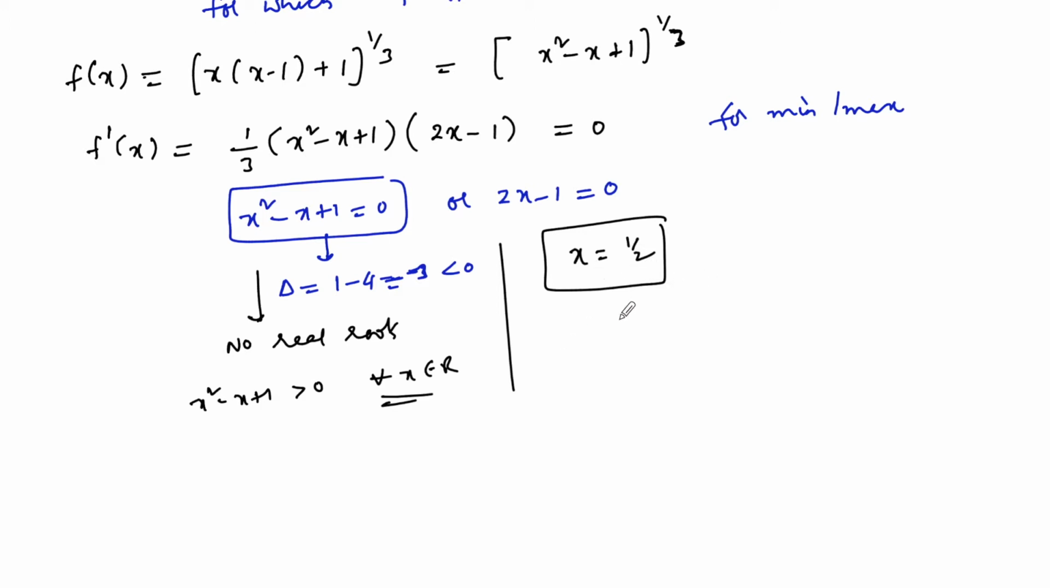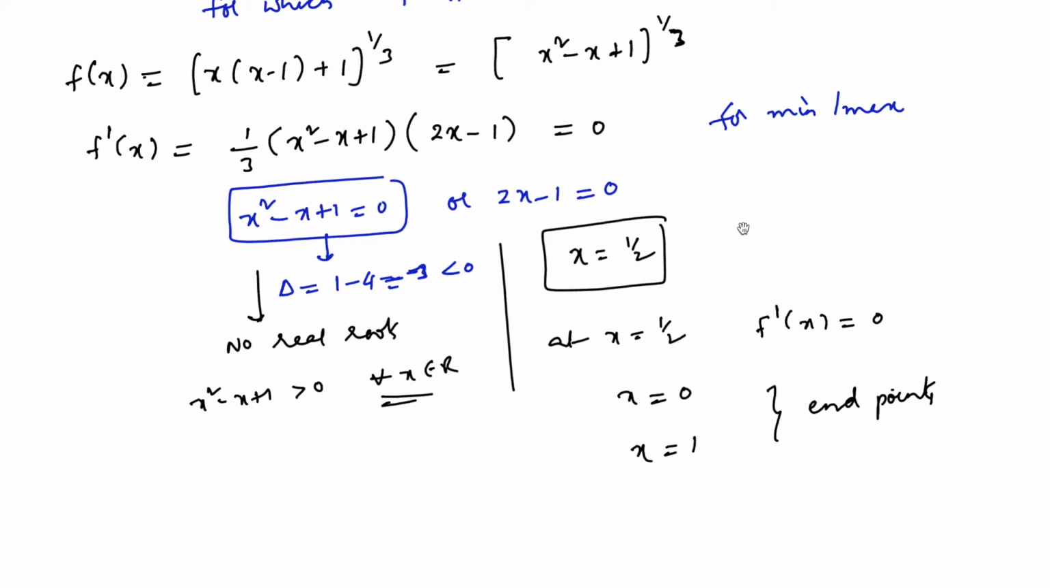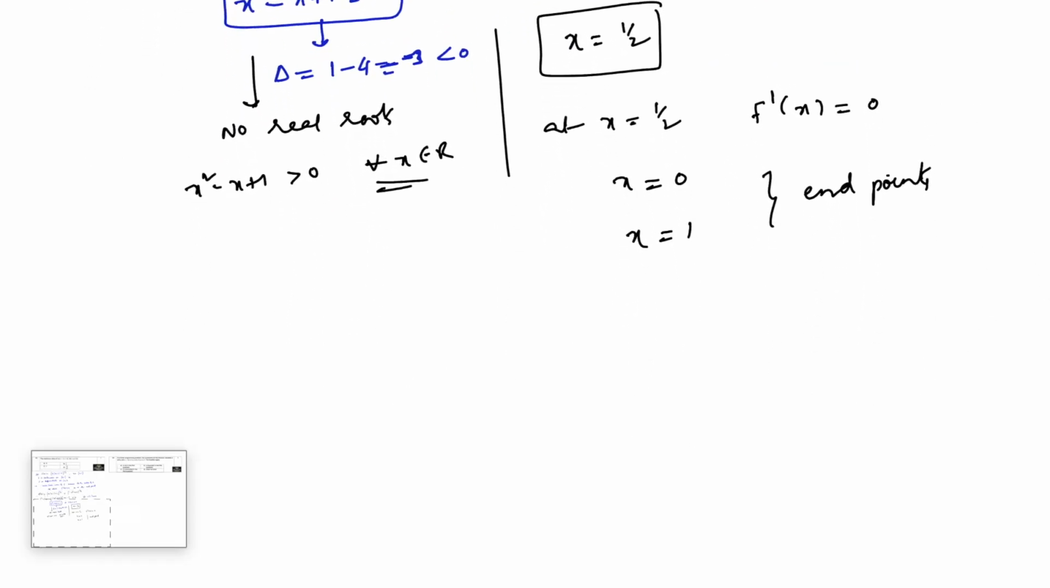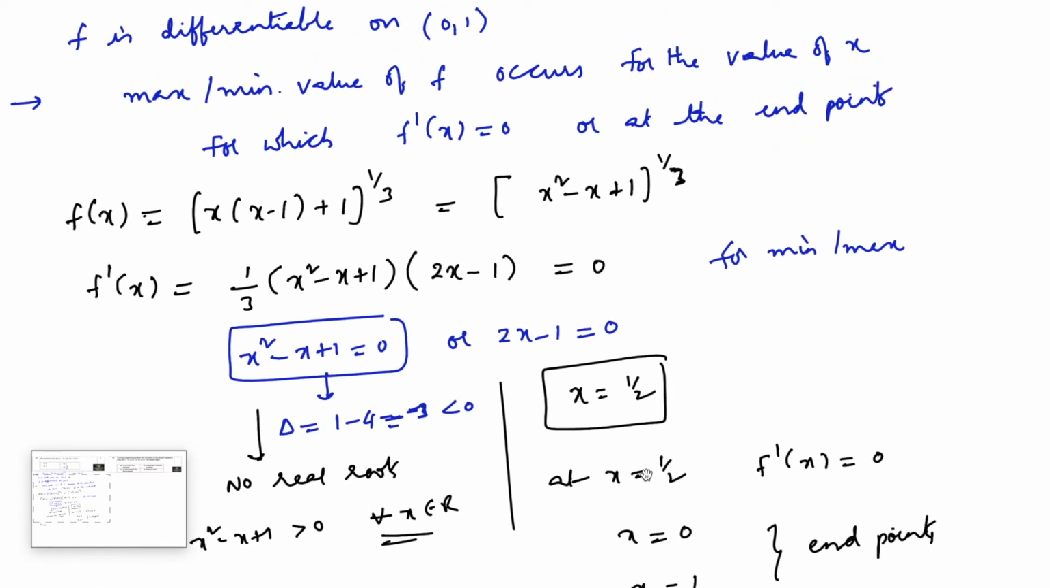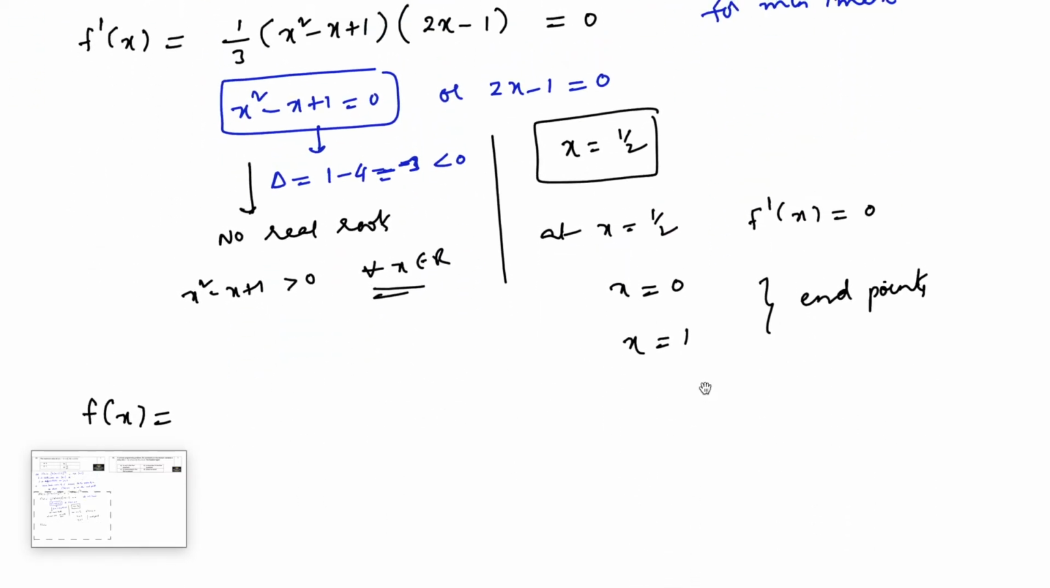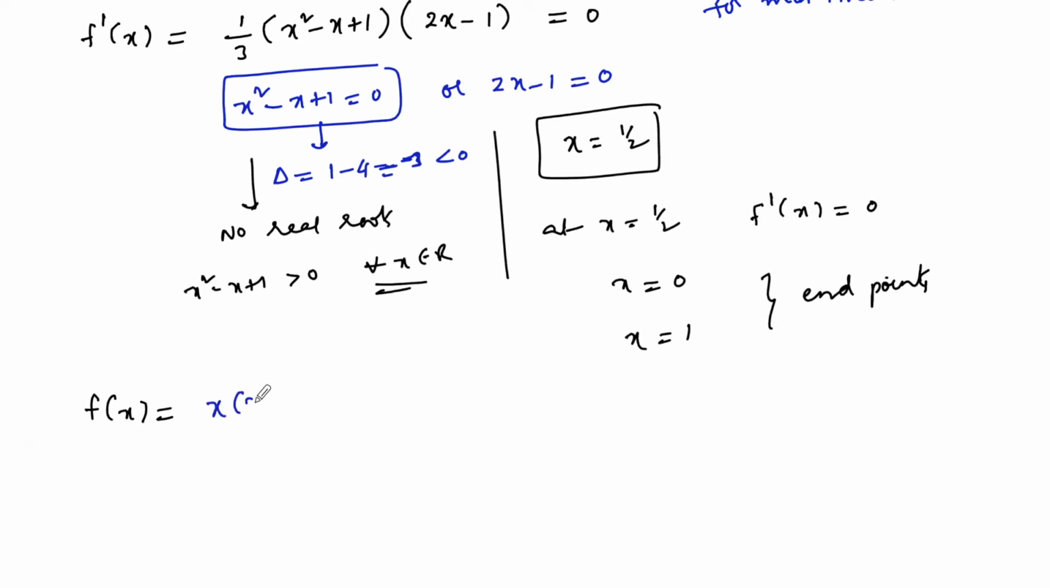So at x is equal to 1 by 2, we got f dash of x is equal to 0. This is one point to be considered, and the endpoints are x is equal to 0 and x is equal to 1. These are the endpoints of the interval. Now let us check the function at these 3 points. Given function f of x is equal to x of x minus 1 plus 1 whole to the power of 1 by 3.